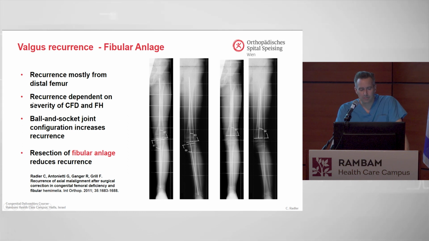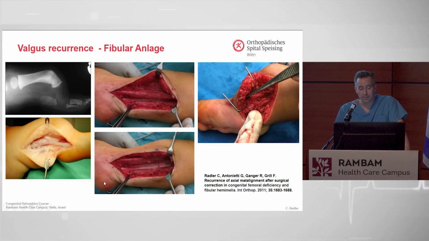But there is a recurrence, and this depends, of course, on the severity of CFD and fib hemi, and a little bit on the ball and socket joint configuration, so you get some valgus from joint line incongruency. But resecting the fibular Anlage also reduces the rate of recurrence significantly. This is something we know today. Whenever we do a case, we need to resect the fibular Anlage.